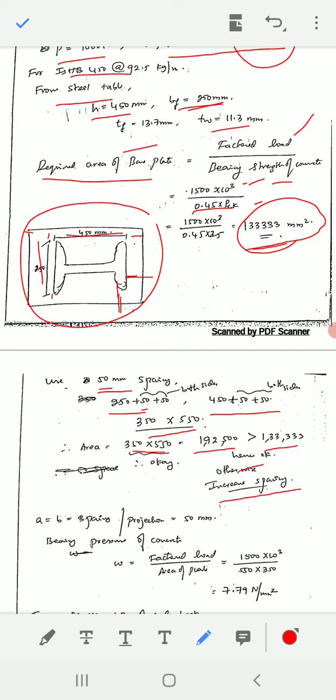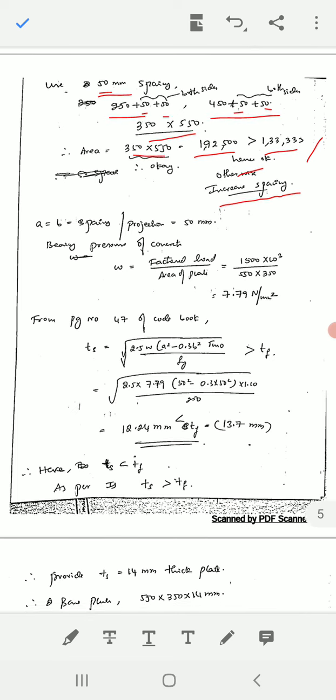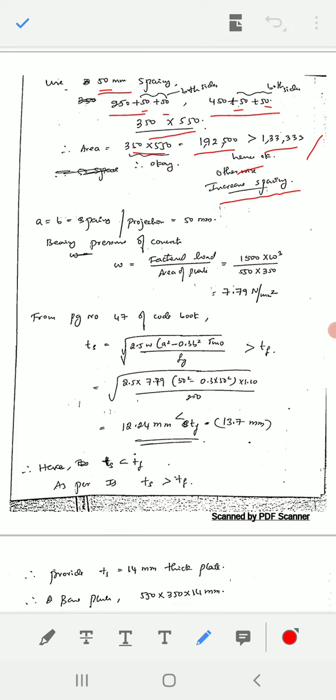Otherwise you have to increase the spacing. Whatever 50 is there now, you increase to 75 on both sides. Then you need to check again if the condition is satisfied. Otherwise again you have to increase to 100. That process you have to do until you get the area more than required. You're getting 1,92,000, more than the 1,33,000. So in A and B, that is spacing or projection, 50 mm is what we needed.